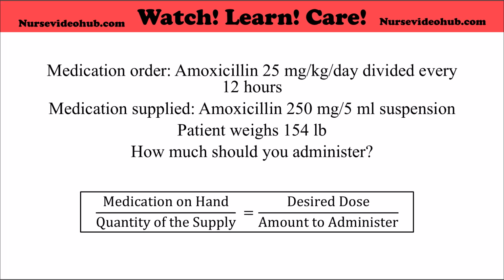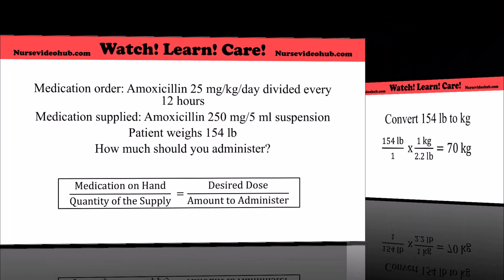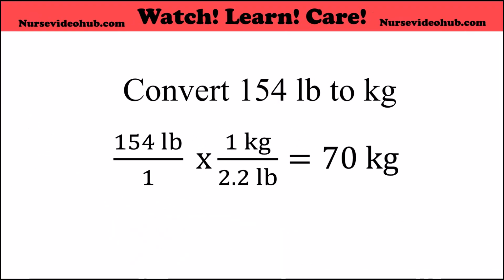This is a weight-based order. The order is written as 25 milligrams per kilogram, but the patient's weight is recorded in pounds. You must convert the pounds to kilograms. To complete the conversion, place the weight in pounds as a fraction over 1.